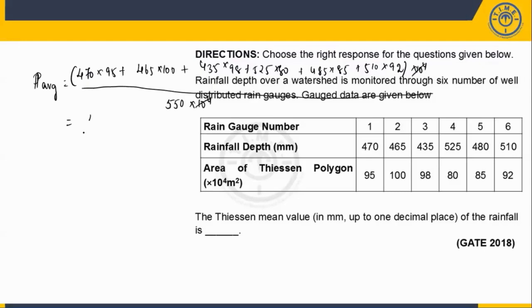So 479.09. 479.09, very good. Units? Because this is in mm and this is in meter square, this is also in meter square. Meter square and meter square get cancelled. We will be getting the answer in mm only.